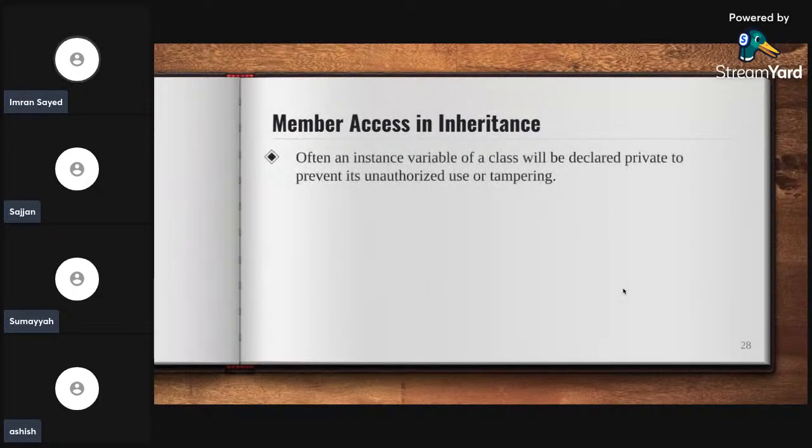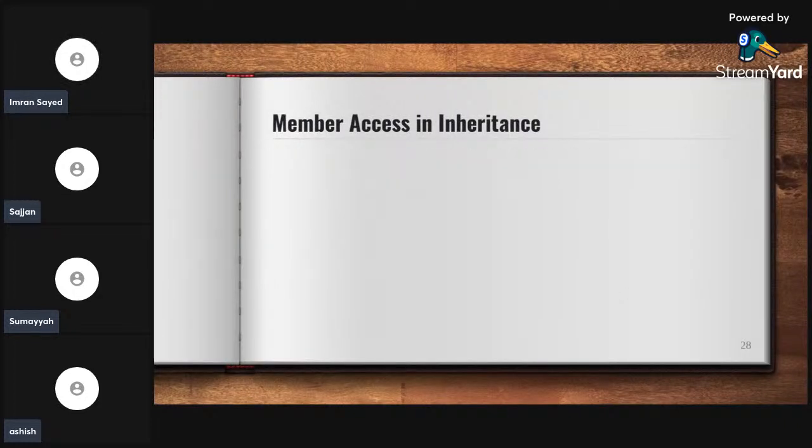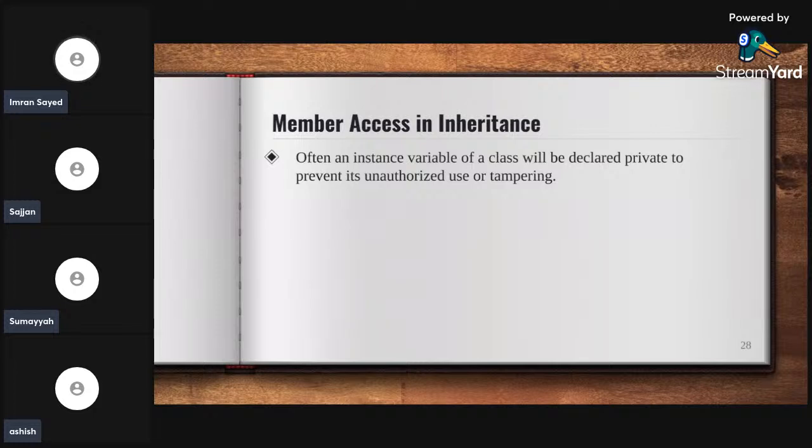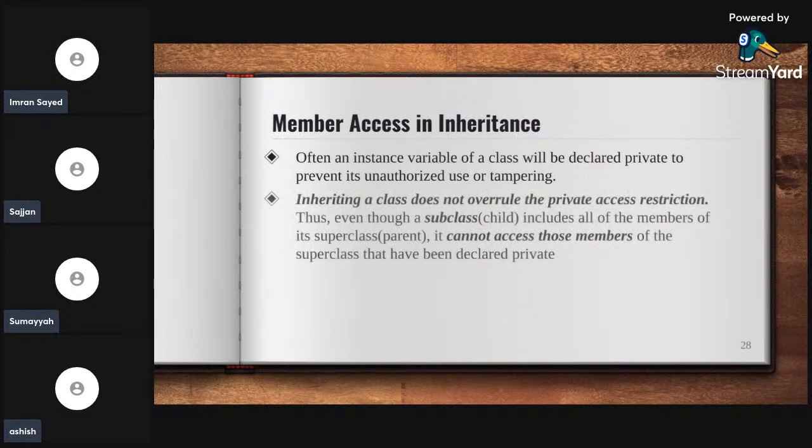Member access in inheritance. Often, an instance variable of a class will be declared private to prevent its unauthorized use or tampering. I think we have been talking about this concept every now and then, and it's been repeated. Inheriting a class does not overrule the private access restrictions.